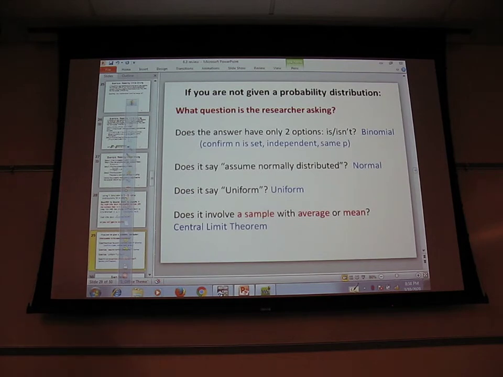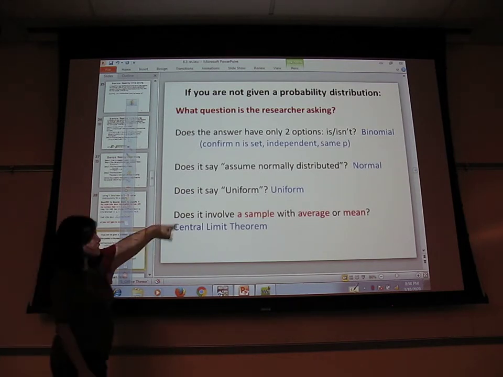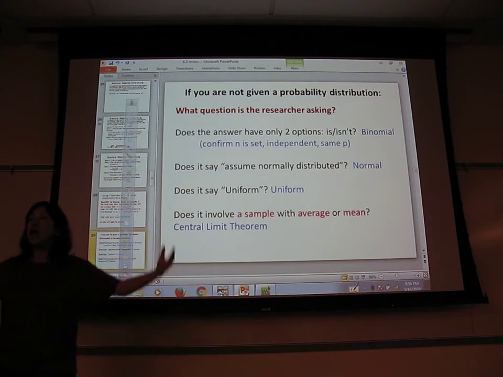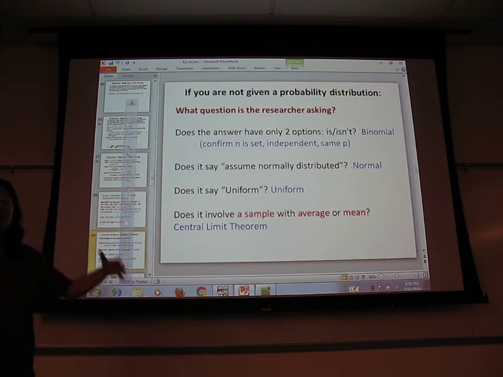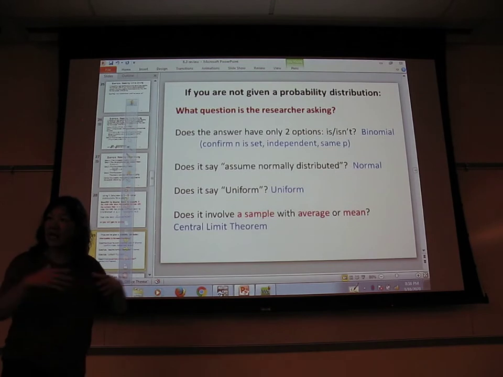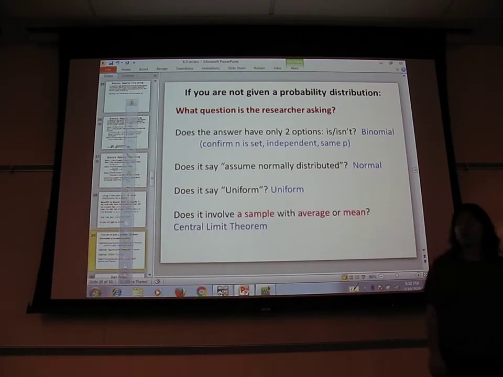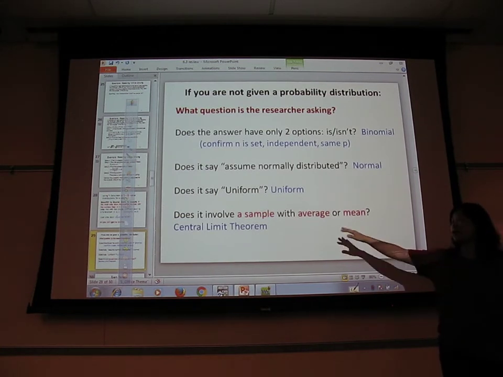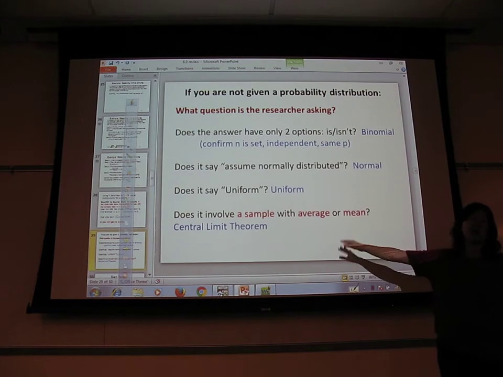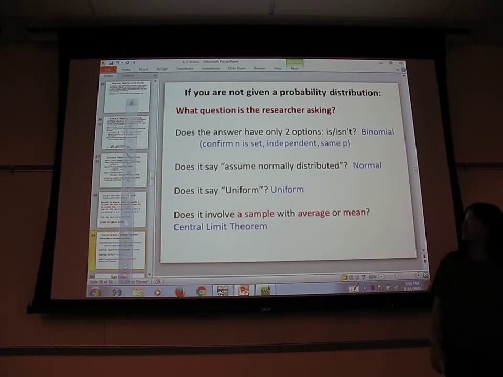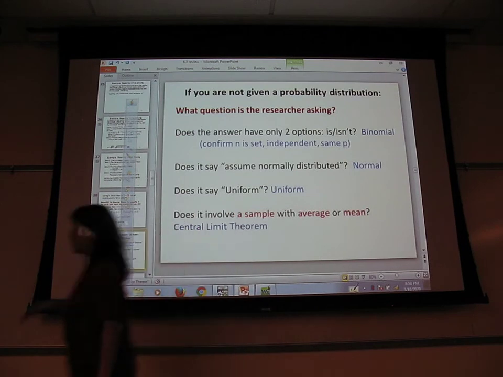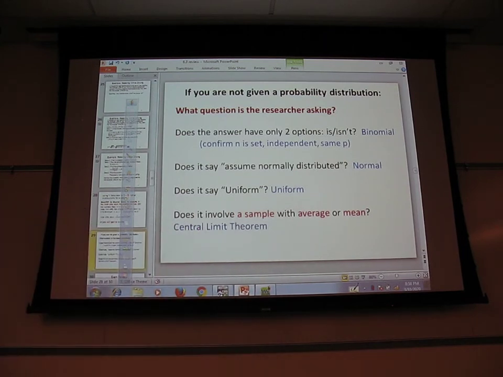And the last thing is, does it involve a sample? You're finding the probability of a sample, so a sample size n, and you're trying to find the probability of a mean or an average. So if you're talking about a sample mean, then you're looking at the central limit theorem, and that's another version of the normal. So those are the things to look for and cue into.